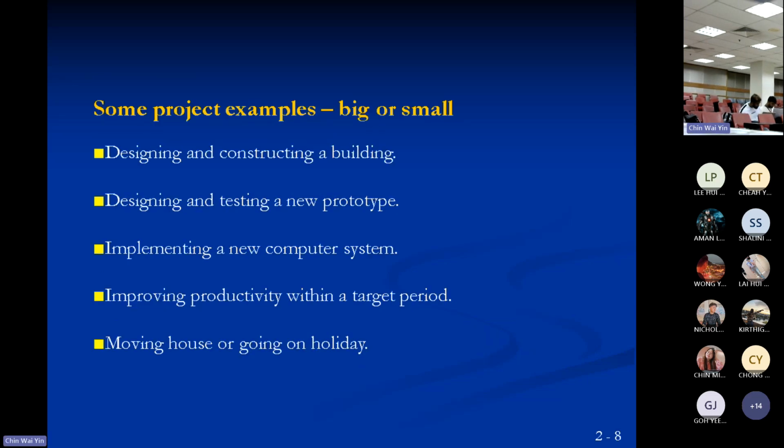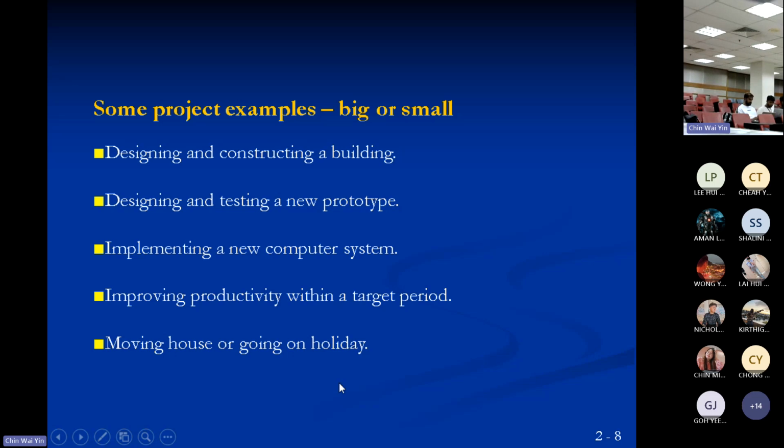So these are some examples of projects, all right? Designing a construction building, designing and testing a new prototype, implementing a new computer system, which is what we are focusing on, improving productivity within a target period, moving house, going on holiday. All these are projects, isn't it? Okay, examples of projects. Planning a friend's birthday party, that's also a project, right?